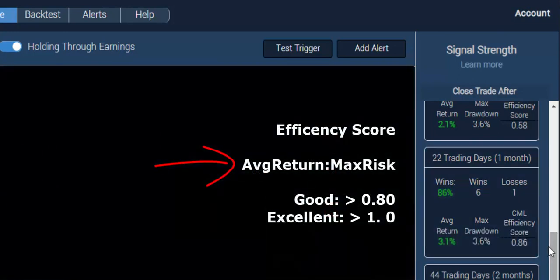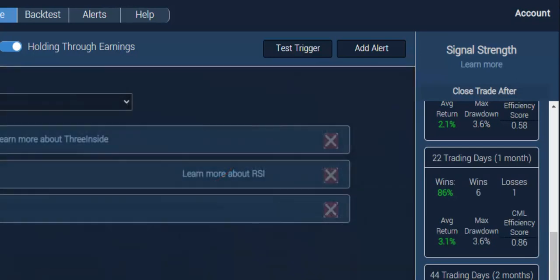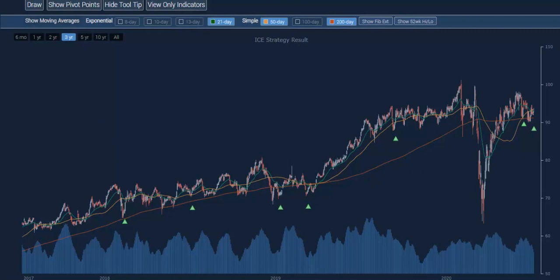Anytime we have a number above 0.8, it's very strong. Above 1 is excellent. We can scroll down and look at the chart to visualize it. We can see a trigger here and a stock rise, a trigger here and a stock rise, here, here, and here. In fact, the only loss has been the second to most recent trigger. Something to keep an eye on.